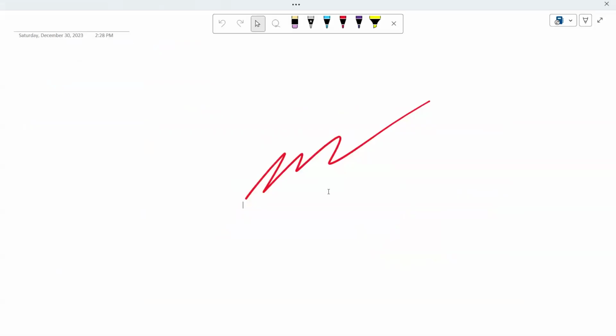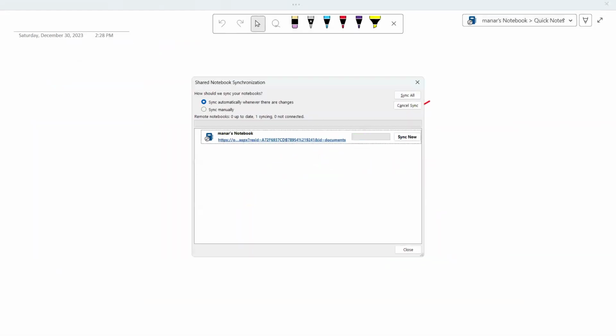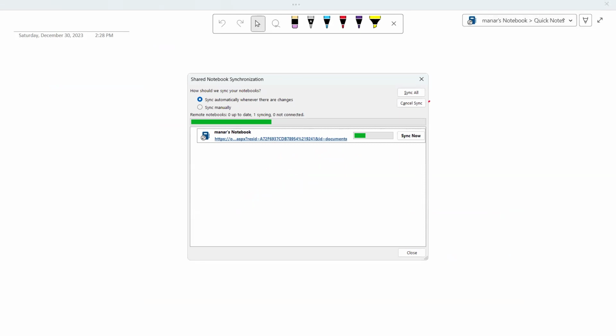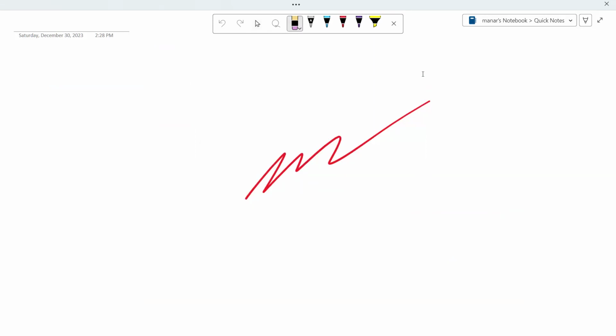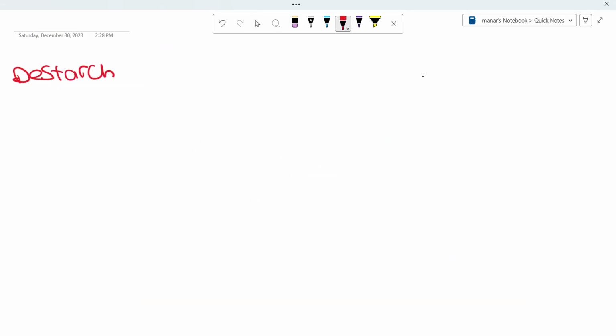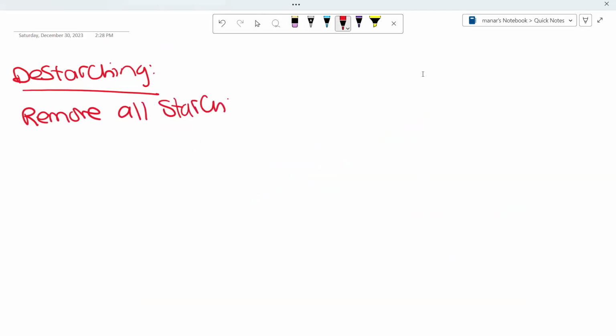Okay, we are talking about de-starching. One by one. De-starching means I want to remove all the starch from my plant. Why do I do that? Two, how do I do that?